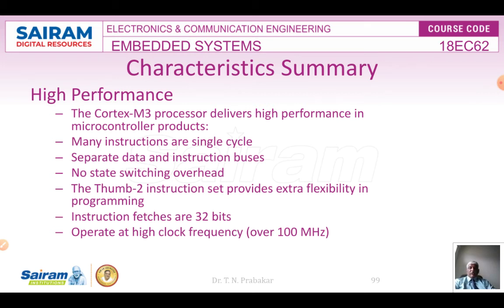And there is separate data and instruction bus, again, which will speed up the process. No state switching, because of Thumb-2 instructions. So there is no switching between the ARM and Thumb instruction sets. And the Thumb-2 instruction set provides extra flexibility in programming. So the programming will be comparatively easy because you are going to use only Thumb-2, right? And the instruction fetches are 32 bits. So you can fetch the instructions in 32 bits, and the operating clock frequency is above 100 megahertz.